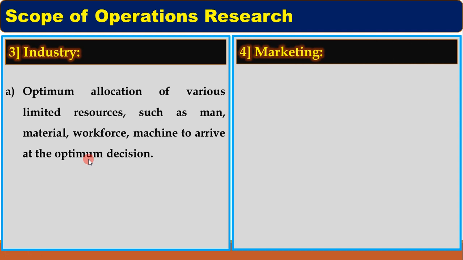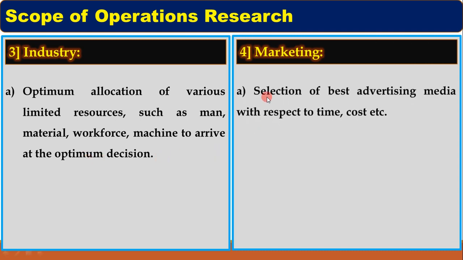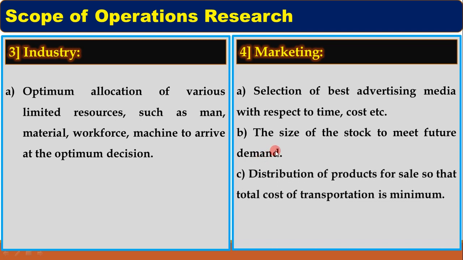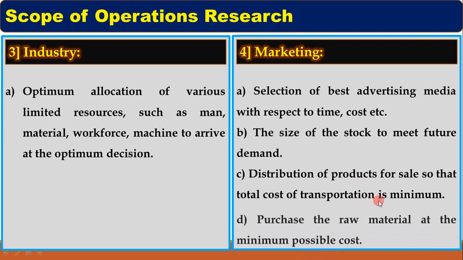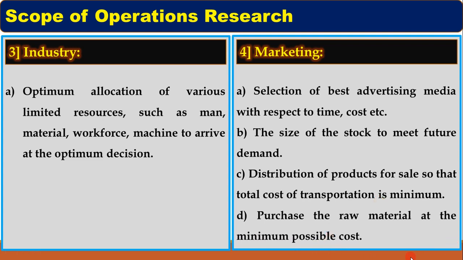Next field is marketing. It is used to select the best advertising media with respect to time, cost, etc. Also, the size of the stock to meet the future demand is decided by using the OR techniques. The distribution of product for sale so that the cost of transportation is minimum. So this OR technique helps to distribute the product for sale so that the cost of transportation can be minimized. Also, it helps to purchase the raw material at a minimum possible cost.